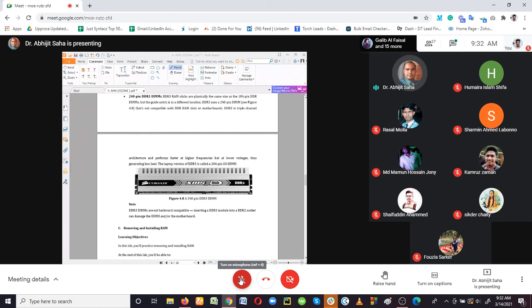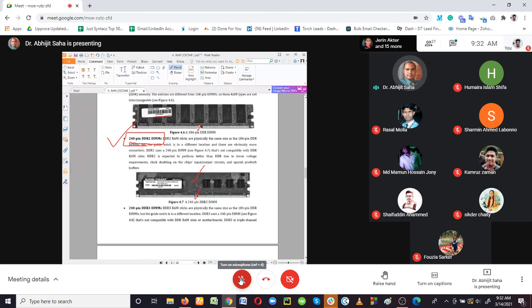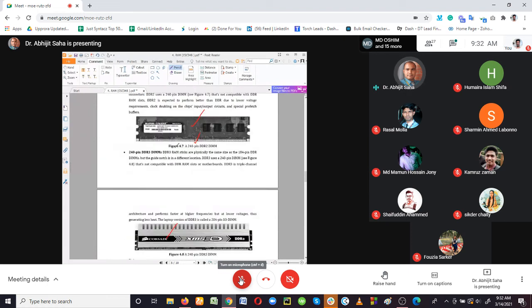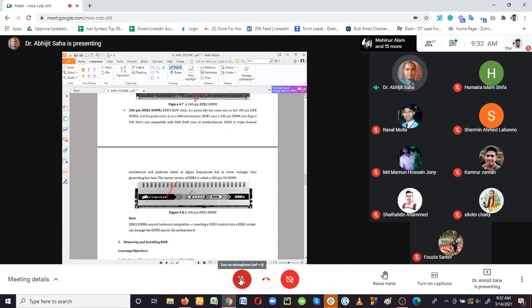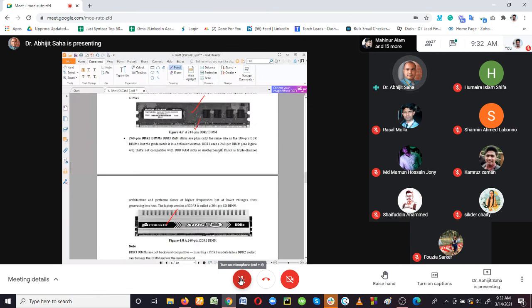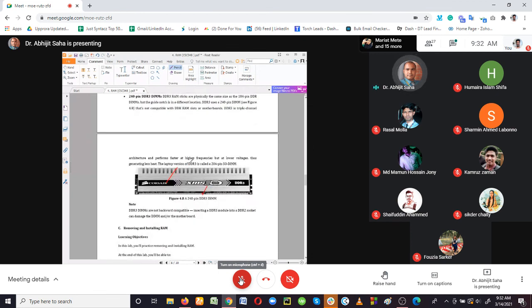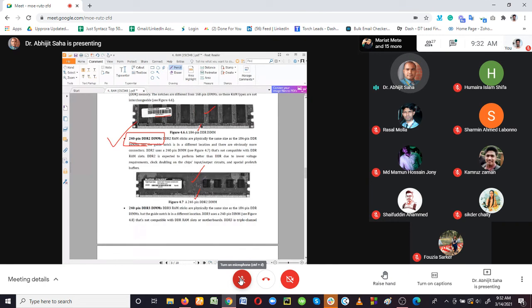So this is the fact here, that day by day the RAMs are improving and different RAMs are coming into the market. They are going to have a different look, different notches, different pin numbers. The pin numbers are increasing, the chip numbers are increasing, and the notches are different. So the modules are also different. They are getting much more speed than their previous versions. So day by day the RAM power is increasing.